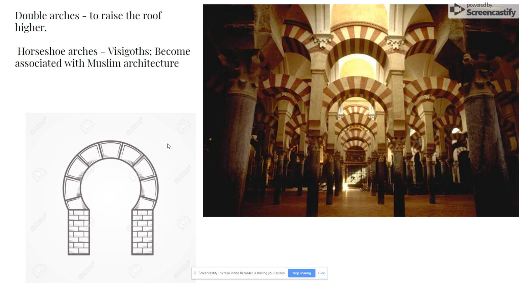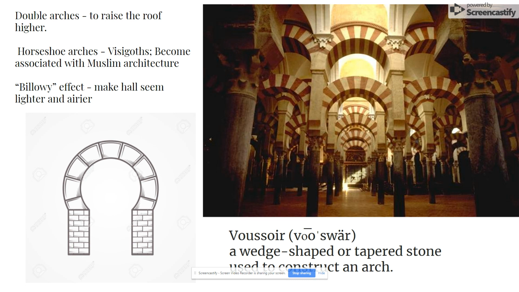The double arches also serve the purpose of raising the roof higher, of course. And these horseshoe arches become associated with Muslim architecture, but of course they're originally from the Visigoths. And these horseshoe arches also add to the airiness of the space, right? We don't have a heavy, low ceiling. We have one row of arches, which is topped by another row of arches. So it lifts the eye up and emphasizes all the space above, which in a religious or a spiritual context may have a really positive effect. There's the spelling for you.